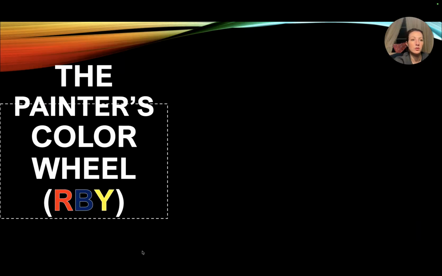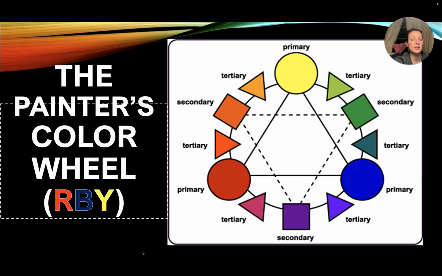So the painter's color wheel. This is the color wheel that primarily painters use. There are other ones, but we're going to stick with this one. This is the one you probably learned about in elementary school. So we have primary, secondary, and tertiary colors.